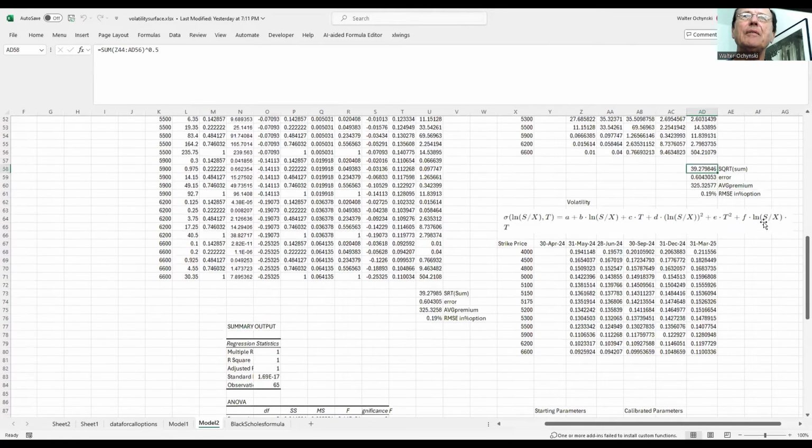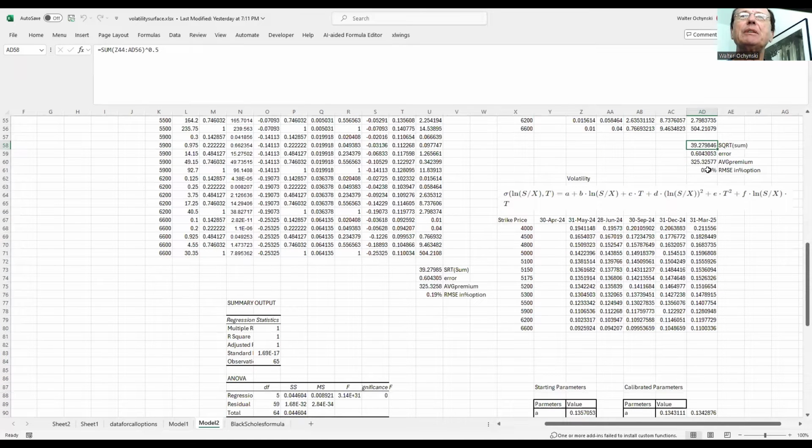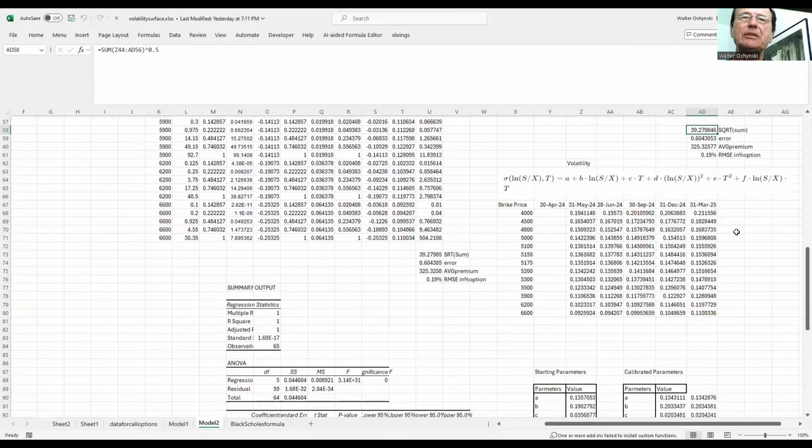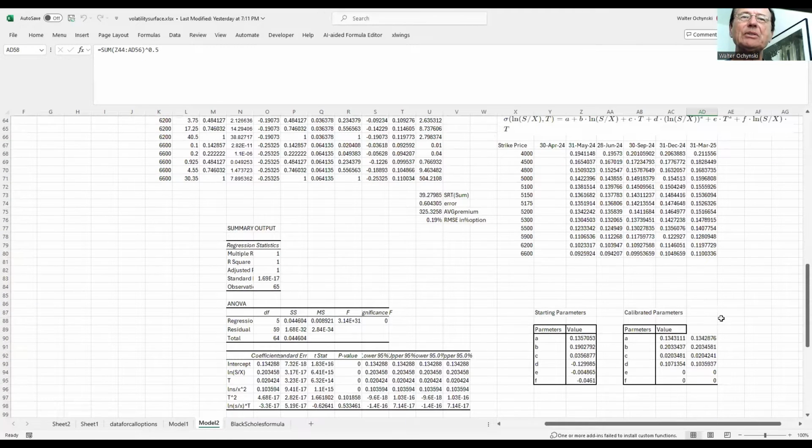We see we have a big improvement. Now the error in percent of the actual option prices is 0.19%. So it's the biggest improvement. But you also see that some of these parameters in principle didn't have a big impact. The E and F parameters were calculated as 0.